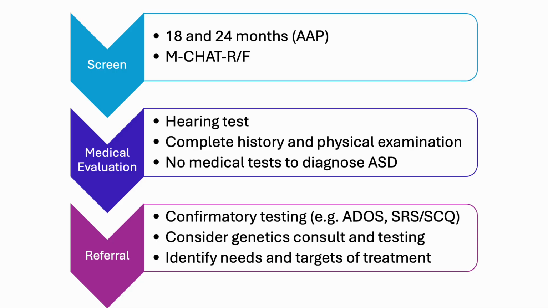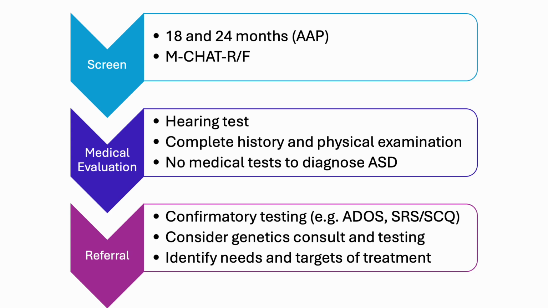Ensure thorough review of newborn screen, medical history, and complete physical and neurological exam. There are no genetic or other medical tests to make an autism diagnosis, but genetic testing can be done after a diagnosis of autism is made, as a genetic cause can be identified about 30 to 40% of the time.